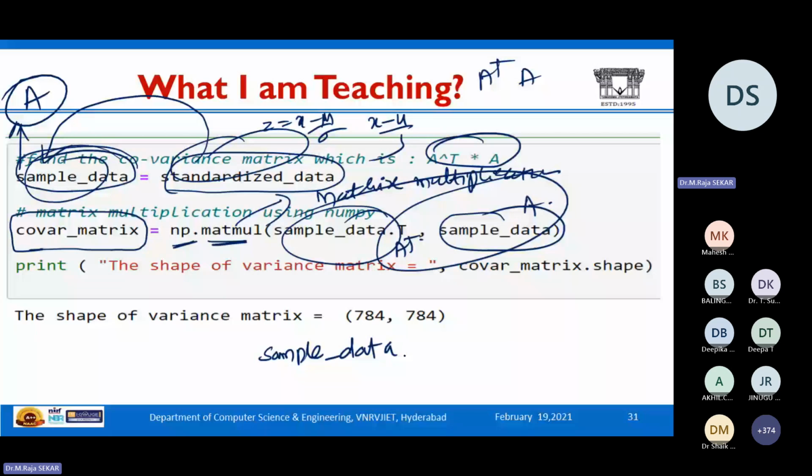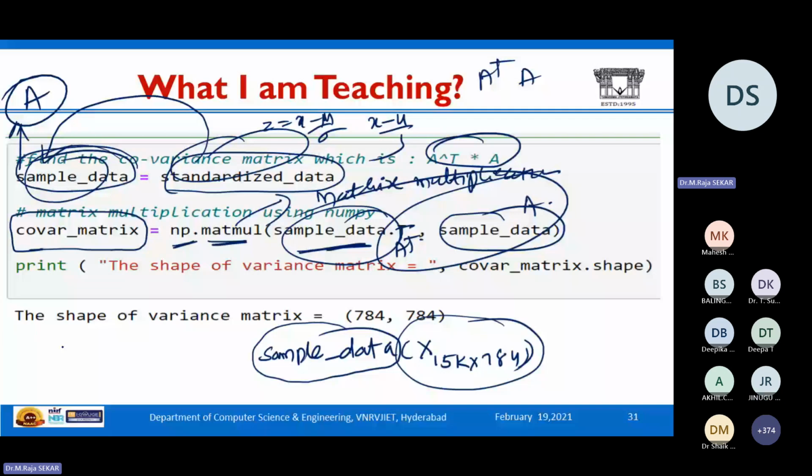Let me represent sample_data by X. This X size is, just try to recall, 15,000 by 784. I am representing sample_data with the matrix X, 15,000 by 784. What am I doing here? sample_data dot capital T. Dot capital T means transpose. What is the transpose of this matrix? You will get 784 by 15,000.